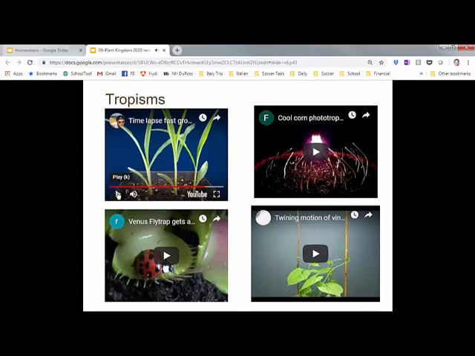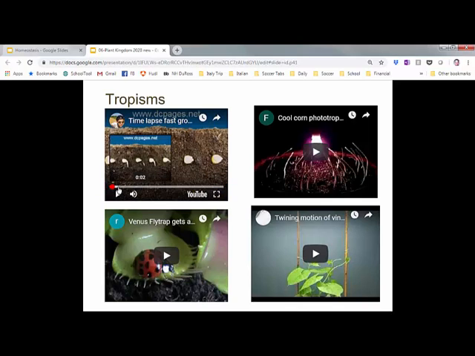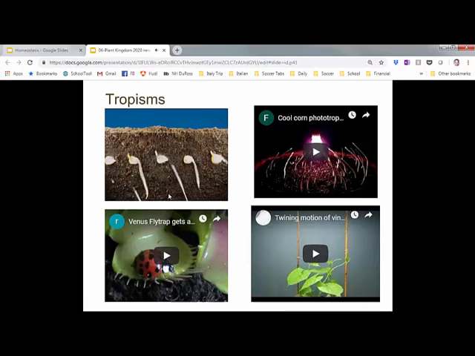What kind of tropism is that? Gravitotropism. It was just growing. See the roots growing downward? And the stem growing upward?